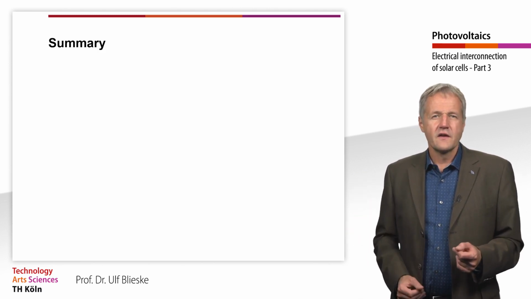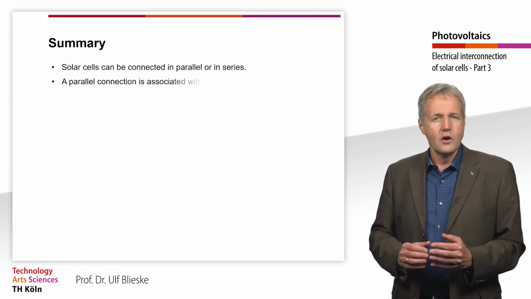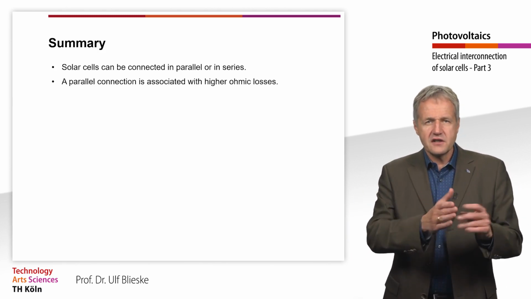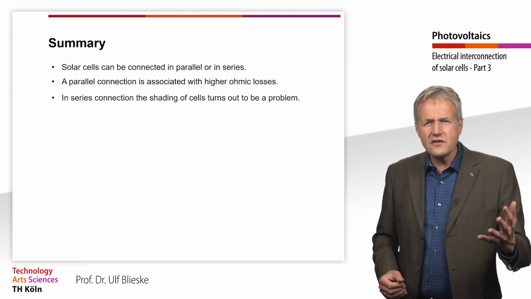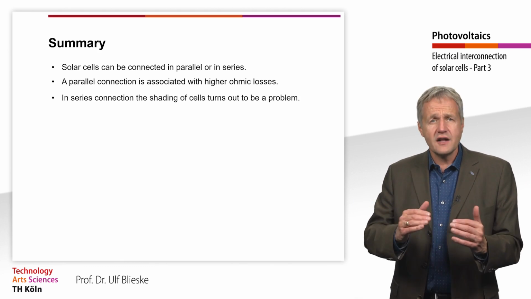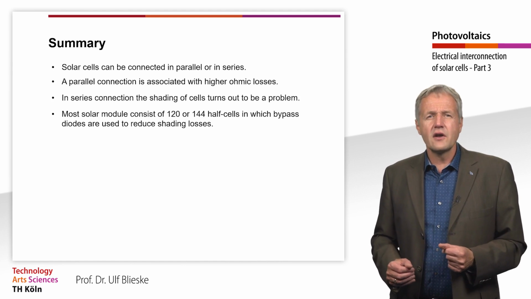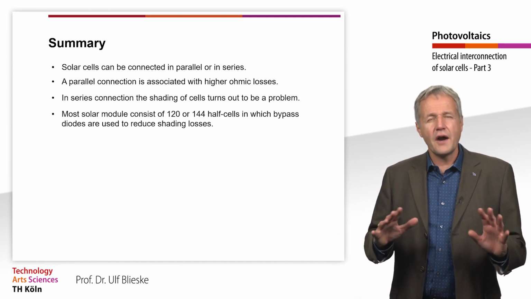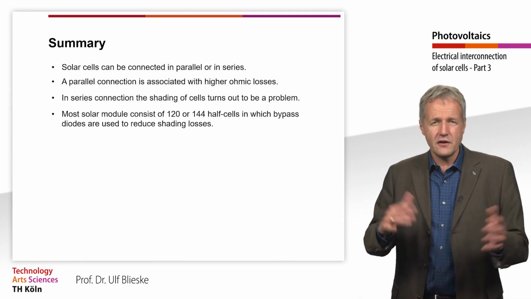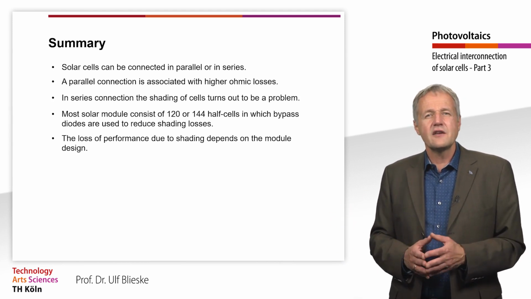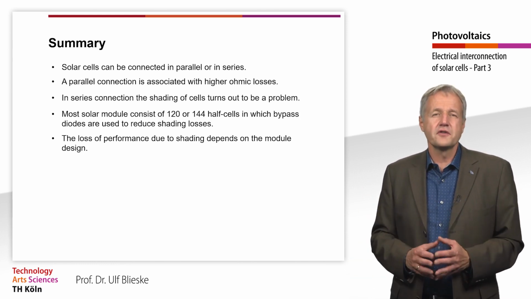Let's summarize. We have learned about the series and parallel connection of solar cells. While the parallel connection is associated with higher ohmic losses, in series connection the shading of individual cells turns out to be problematic. Today's standard solar module consists of 120 or 144 half cells in which bypass diodes are used to reduce shading losses. Lastly, we have seen that identical shading has different effects depending on the module design.